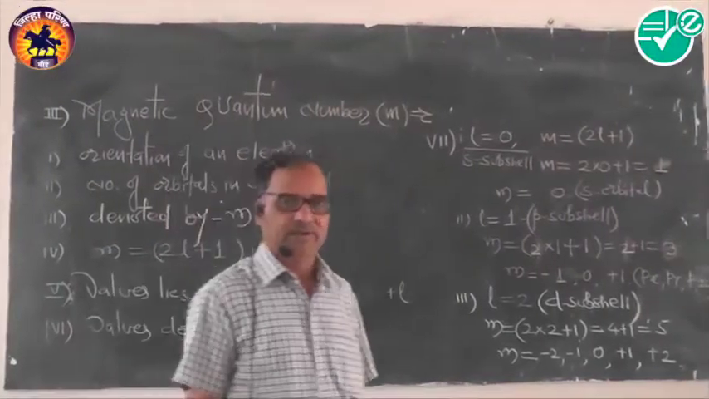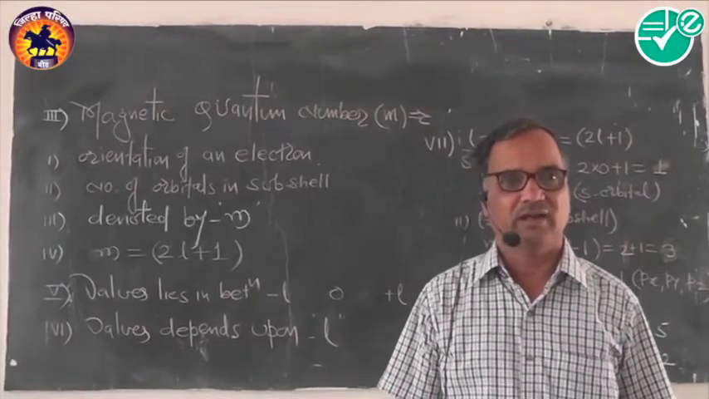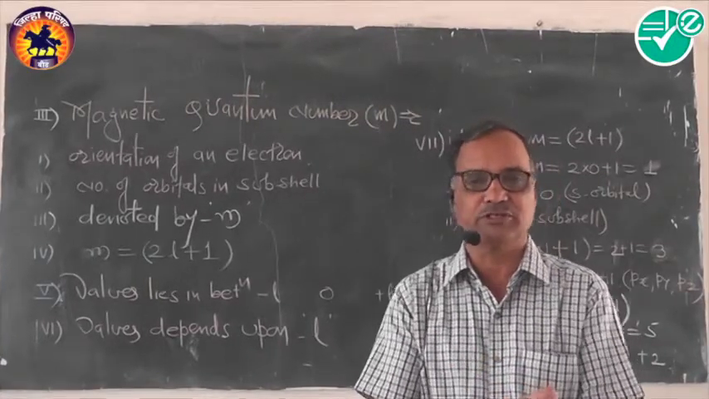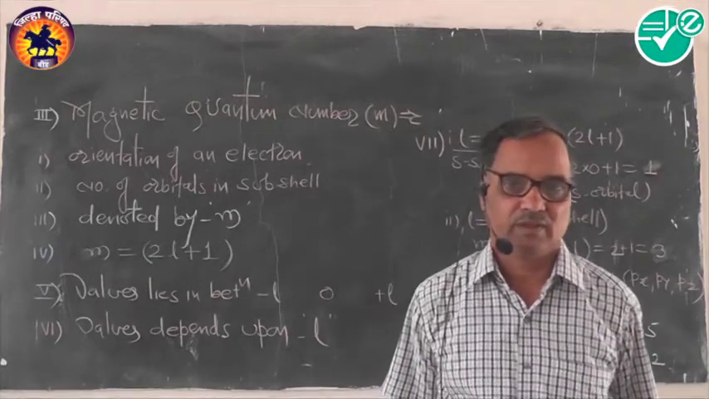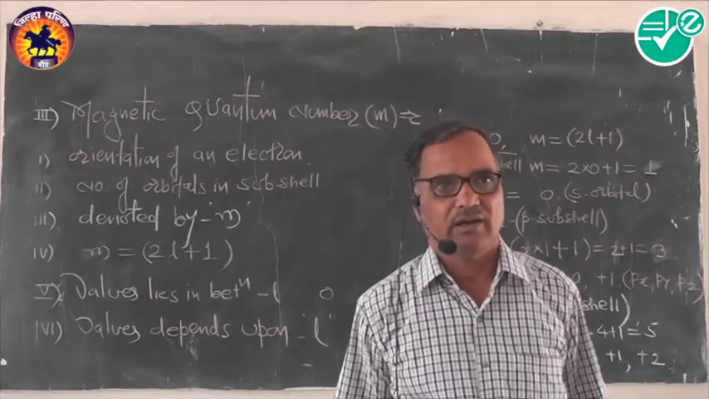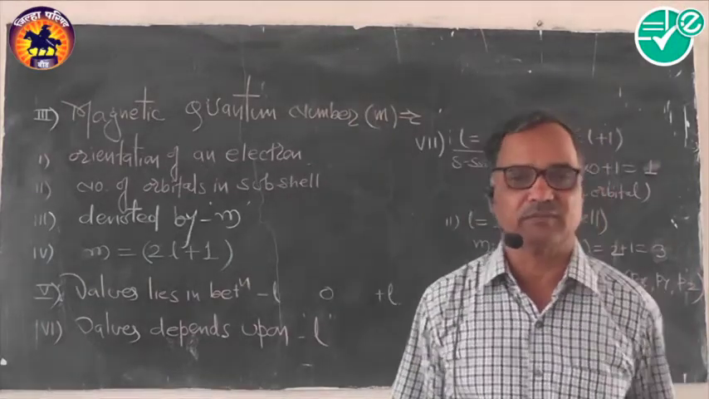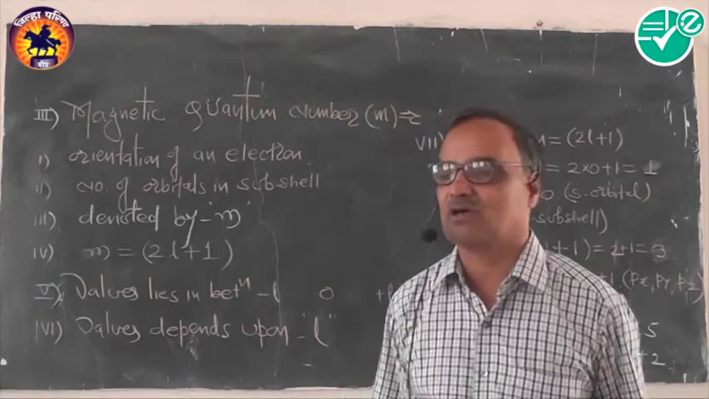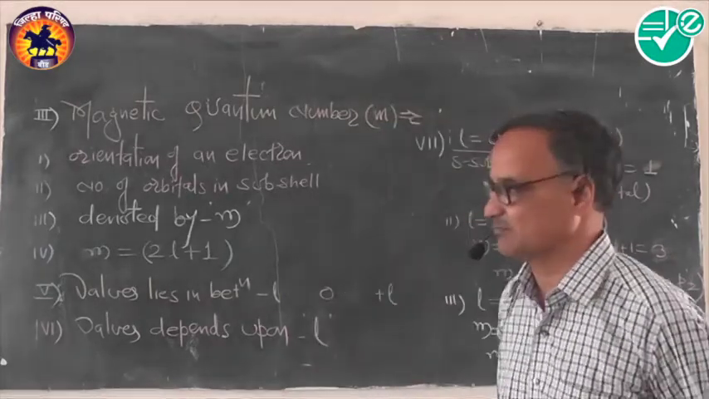So, in yesterday's lecture, we discussed two types of quantum numbers: first, the principal quantum number, and second, the azimuthal quantum number. The characteristics of principal and azimuthal quantum numbers. The first quantum number, called the principal quantum number, gives the number of main energy levels and the size of the electron cloud. These are the two important characteristics of the principal quantum number.